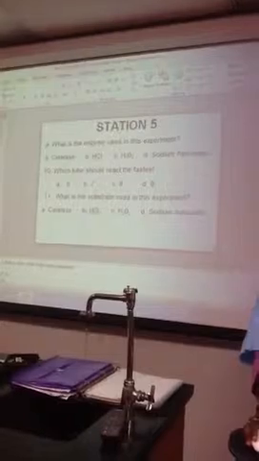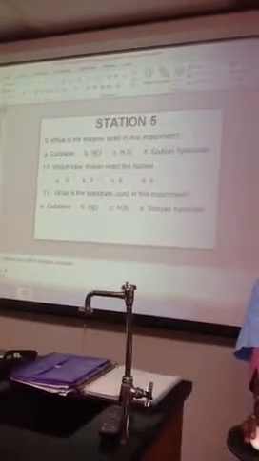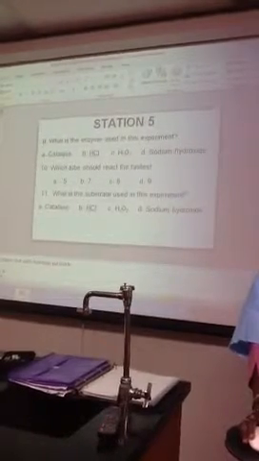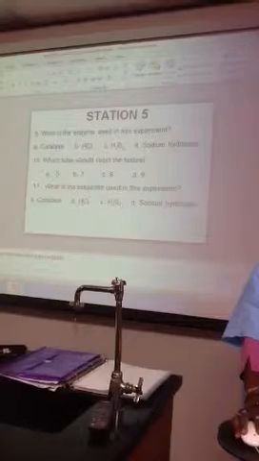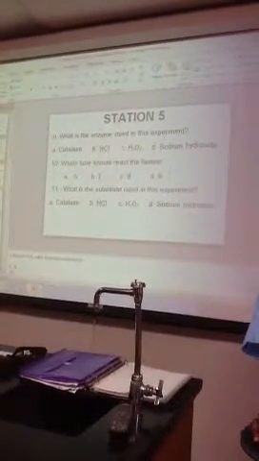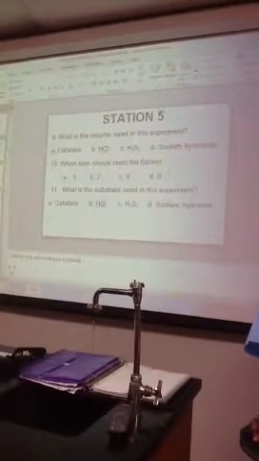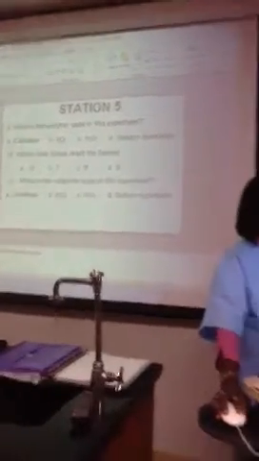If catalase is the enzyme, what did you use for the catalase? What did catalase break down? The peroxide. Hydrogen peroxide broke it down to what? Water and oxygen. Water and oxygen. You need to know that.